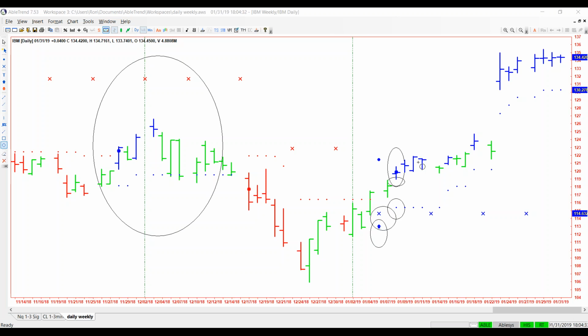And you can see now there's 3 exit signals, because anybody using AbleTrend 3 weeks ago would have bought this using the AbleTrend signal at 120. You're at 134 and change today. So $14 per share. That's a heck of a nice trade in 3 weeks, especially if you got a call option on that one. Now you're talking some real money.